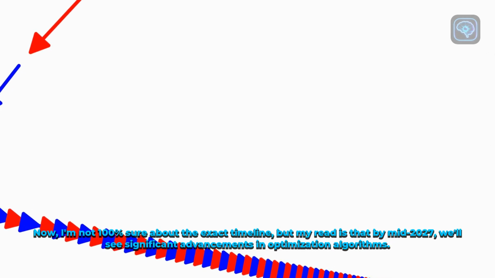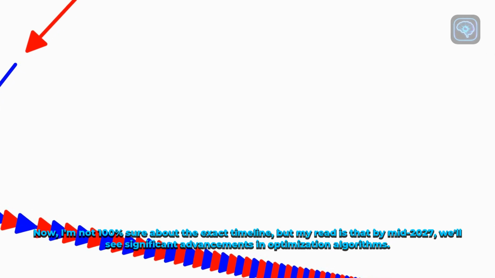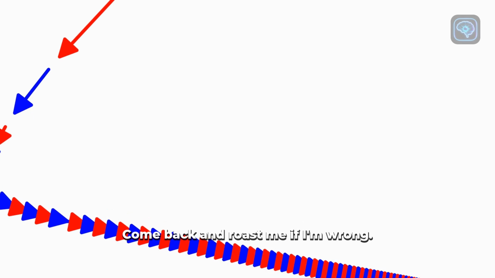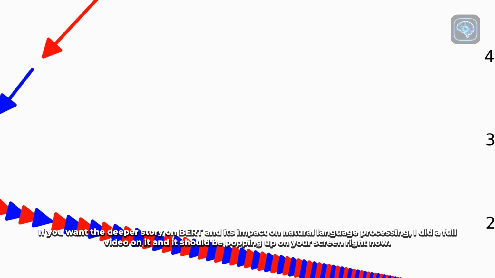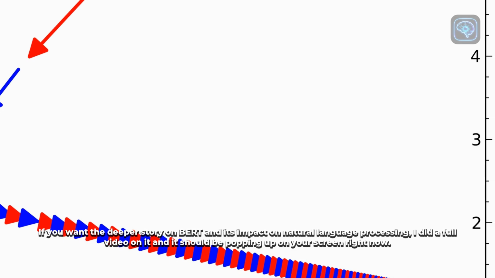Now, I'm not 100% sure about the exact timeline, but my read is that by mid-2027, we'll see significant advancements in optimization algorithms. Here's my call. By Q4 2027, we'll see the development of a new optimization algorithm that surpasses gradient descent in certain tasks. Come back and roast me if I'm wrong.